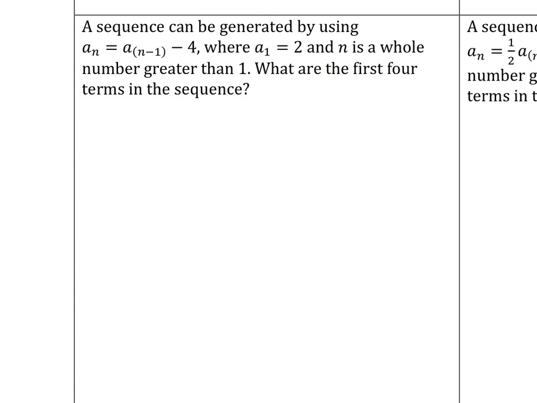All right, I'm seeing a lot of people finished and/or stuck, so let's talk about it. It says a sequence can be generated by using a sub n equal to a sub n minus 1 minus 4, where a sub 1 is 2 and n is a whole number greater than 1. What are the first 4 terms in the sequence?